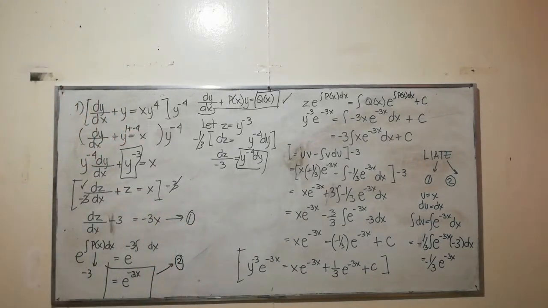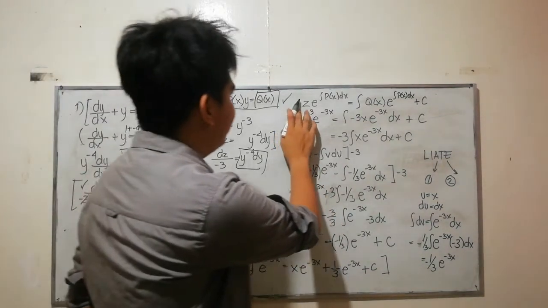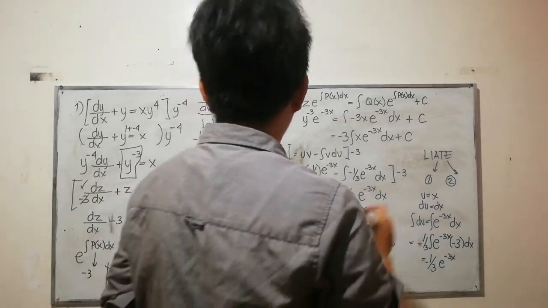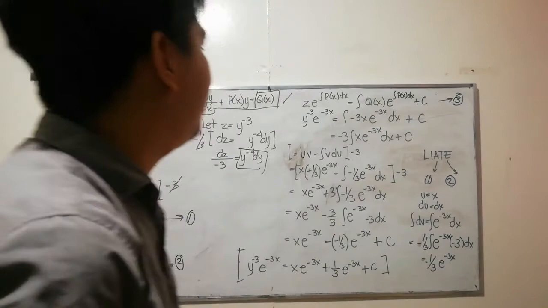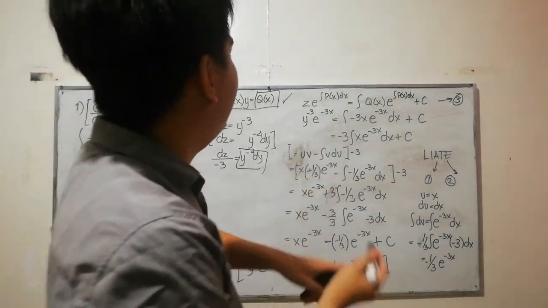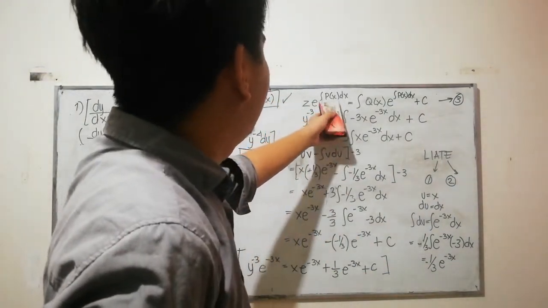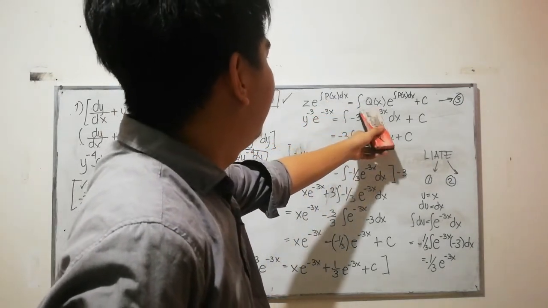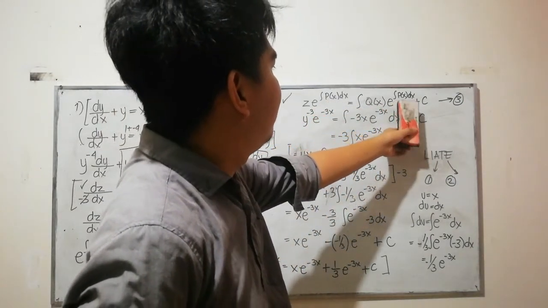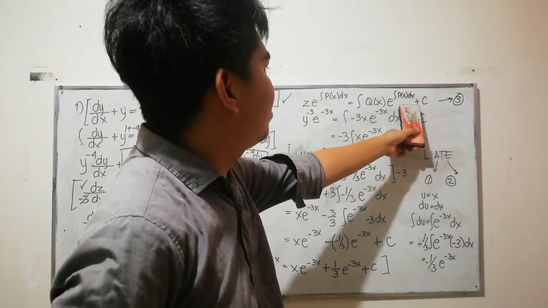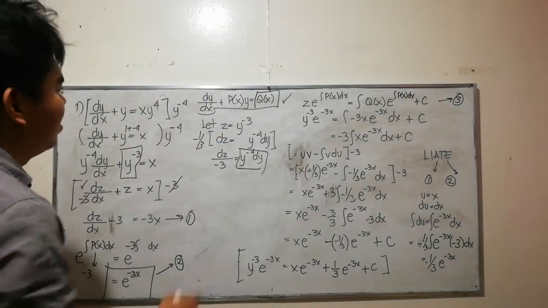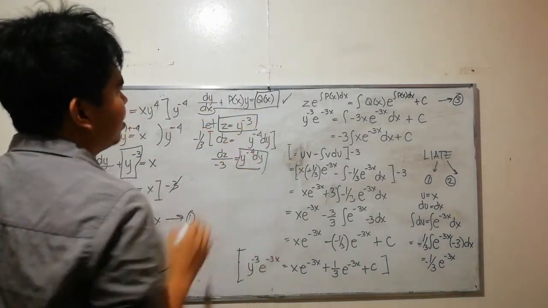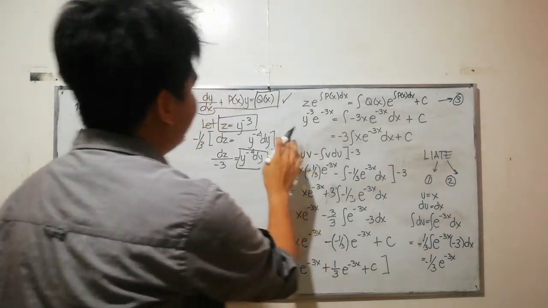So the solution will be, instead of y, we use z. So this is step 3. Z times e raised to integral of p function of x dx is equal to integral of q function of x e raised to integral of p function of x dx plus c. So z is equal to y raised to negative 3.